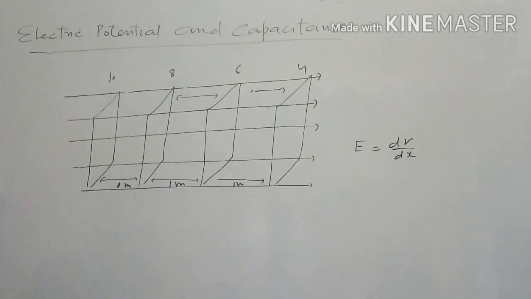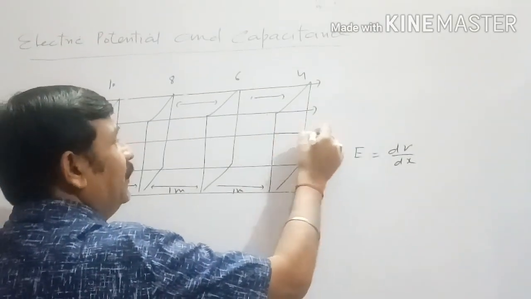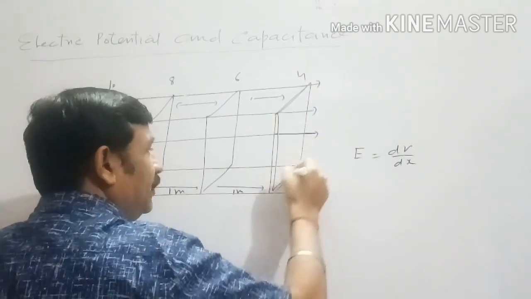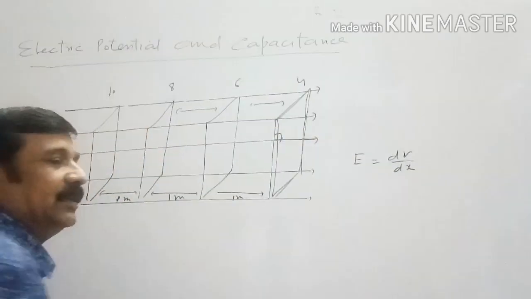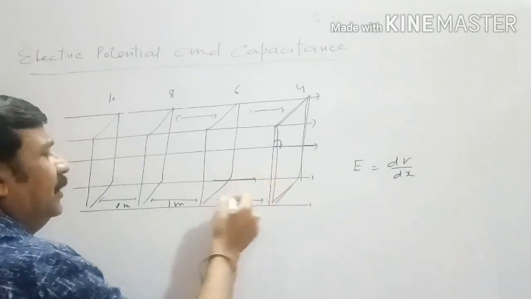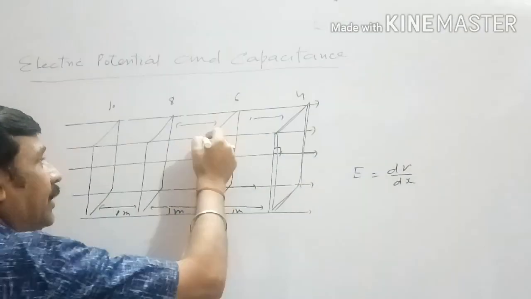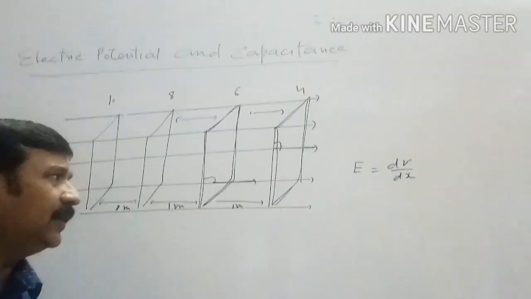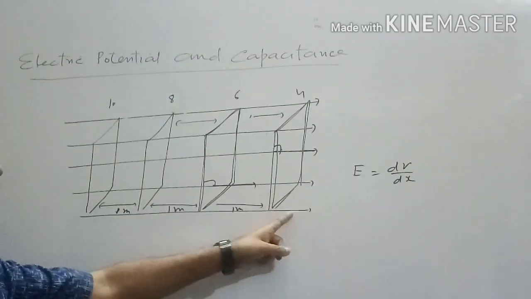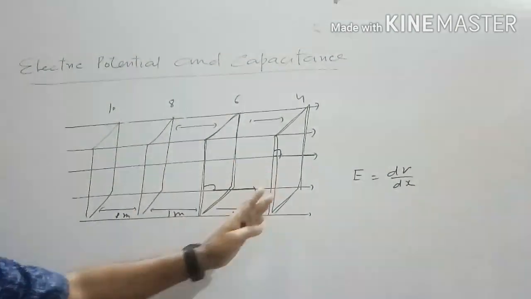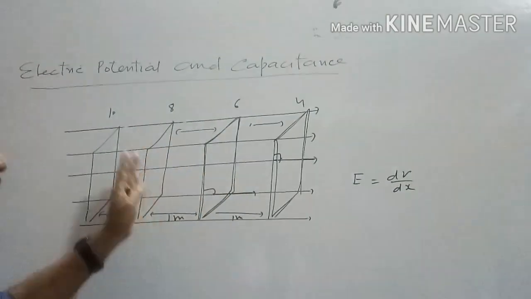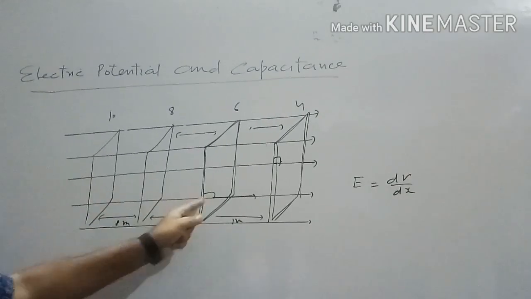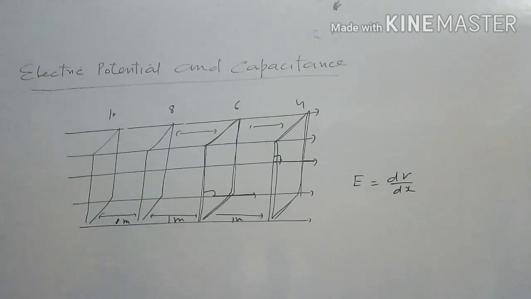Why must the planes be perpendicular to the lines? Because if this is a field line, it will give the direction of intensity, and intensity always remains perpendicular to the equipotential surface. That is why if we have a uniform electric field region, equipotential surfaces will be parallel equidistant planes perpendicular to the lines.